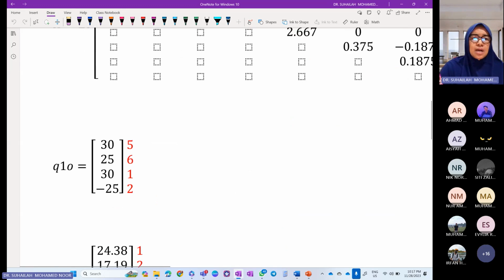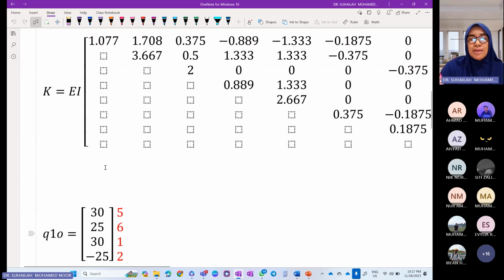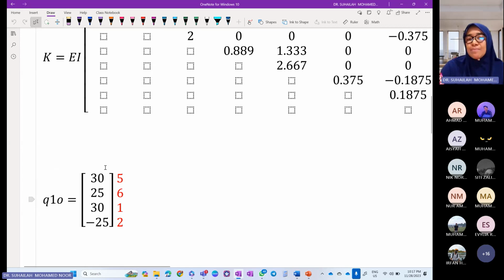So it is Q1 naught here. We have 3: Q1 naught, Q2 naught, and Q3 naught. Remember, these are equivalent element nodal forces. The label is not for the equivalent nodal forces alone. 1 is for element number 1, and it is a 4 by 4 matrix, 4 values, from 4 positions.